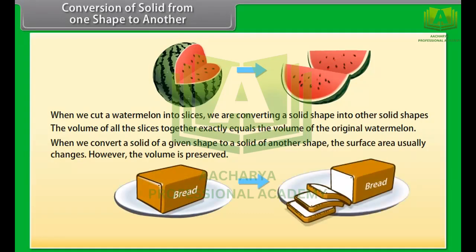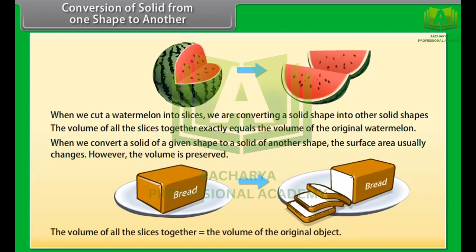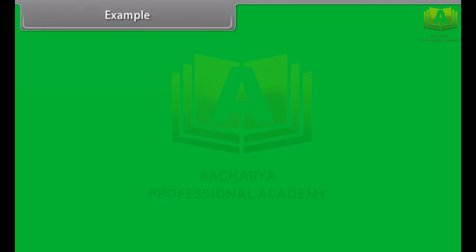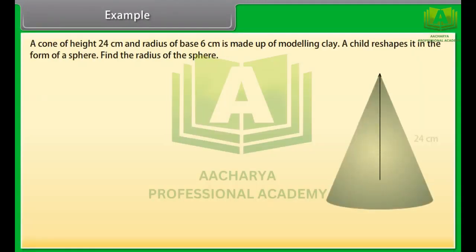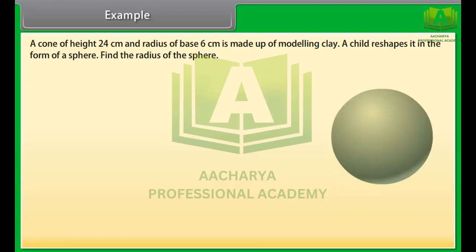Similarly, in case of cutting bread into slices, we convert a solid shape into another solid shape. The volume of all the slices together exactly equals the volume of the original object. Example. A cone of height 24 cm and radius of base 6 cm is made up of modeling clay. A child reshapes it in the form of a sphere. Find the radius of the sphere.